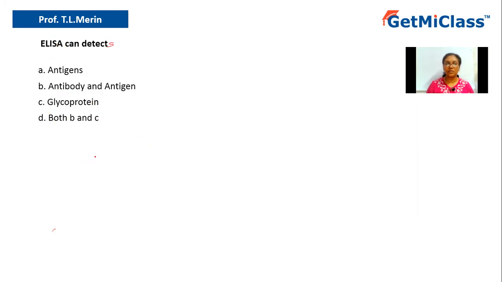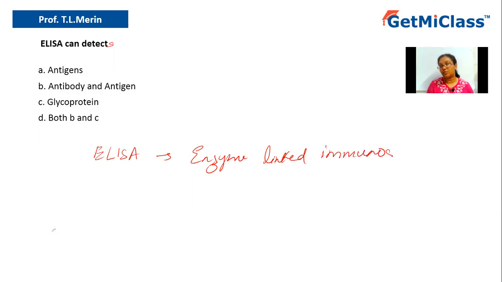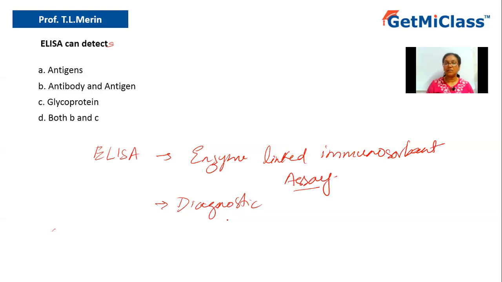So first, before we actually talk about what does ELISA detect, let us understand what is ELISA. ELISA is nothing but enzyme linked. E for enzyme, L for linked, I for immunosorbent, S for, like I and S together is immunosorbent, and A is for assay. When we say assay, actually we are trying to find out something, we are trying to detect something. So this is a diagnostic method. Now diagnostic method for what?